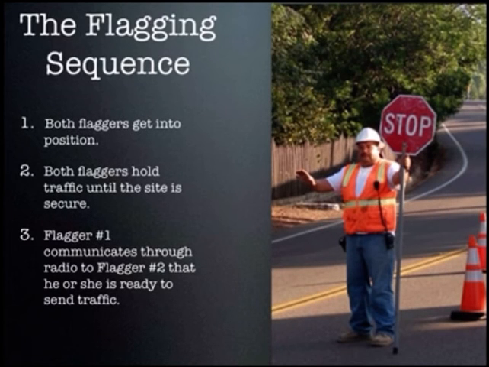Okay, here we go with our flagging sequence. At this point, the work crews have arrived, and it's time to begin controlling traffic. Step 1 is both flaggers get into position. Step 2, both flaggers hold traffic until the site is secure. Step 3, flagger 1 communicates through his or her radio to flagger 2 that he or she is ready to send traffic.